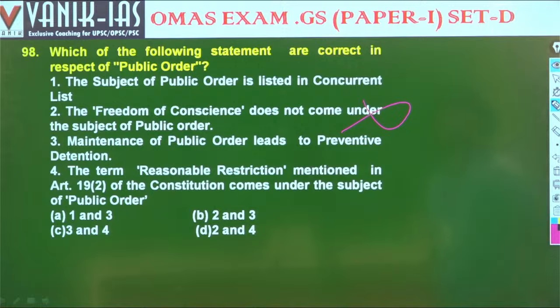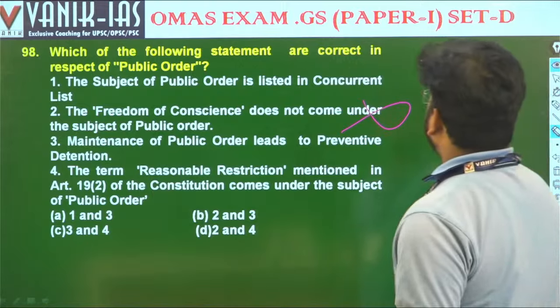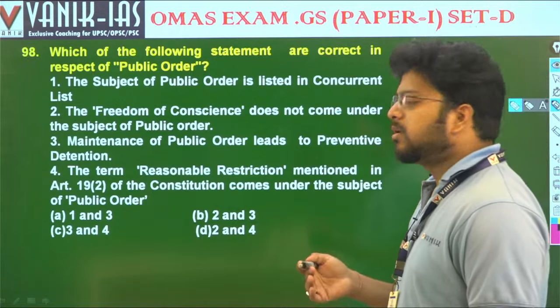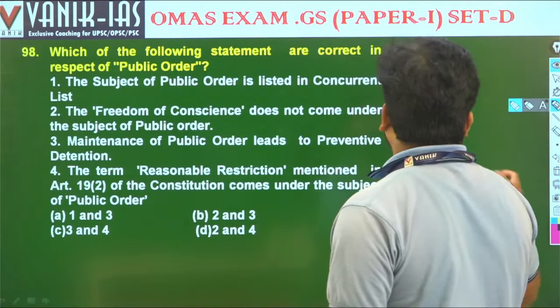Are correct in respect of public order. The freedom of conscience. Sorry. Freedom of conscience means anything you can think. You can think anything, right? Whatever you can want. So, this is not subject to public order. This is right.